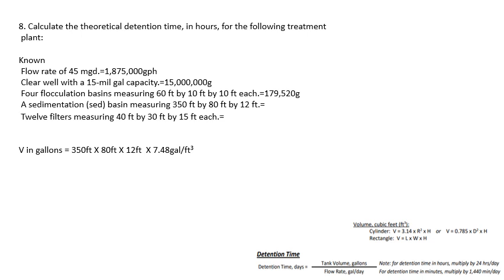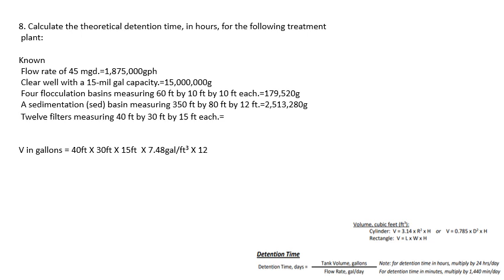Solve for the sedimentation basin of 350 feet by 80 feet by 12 feet by 7.48 gallons a cubic foot. That's going to give you a total volume of 2,513,280 gallons. Now we're going to solve for the filters.